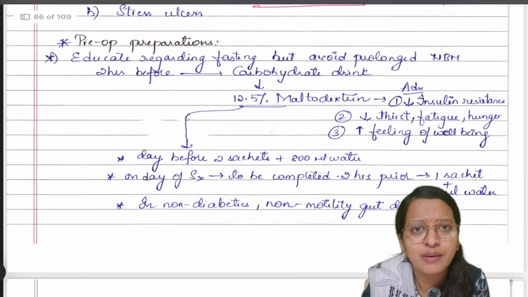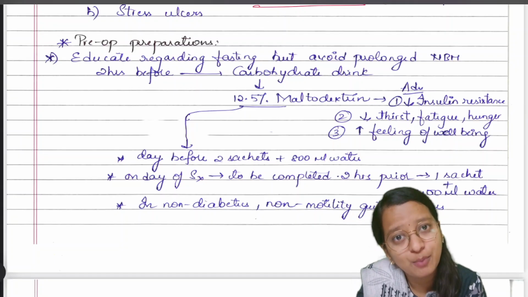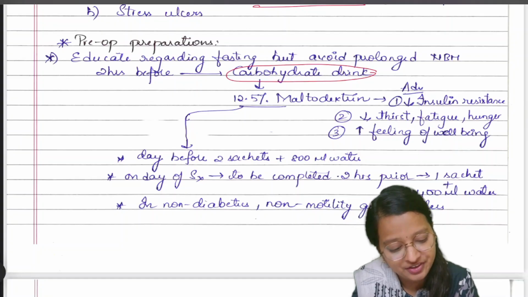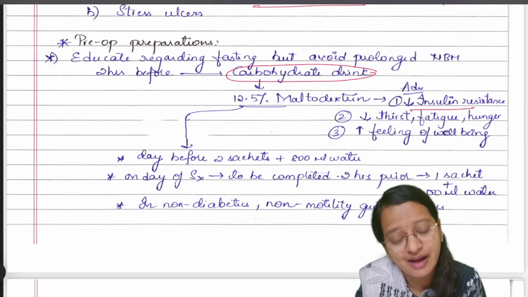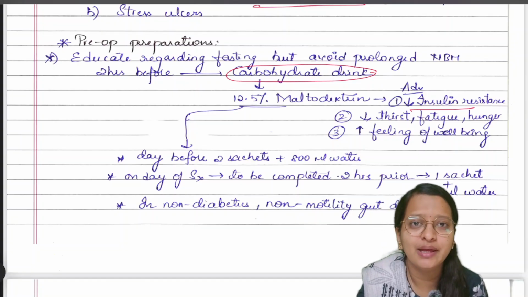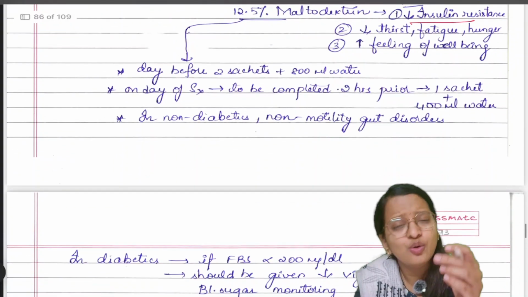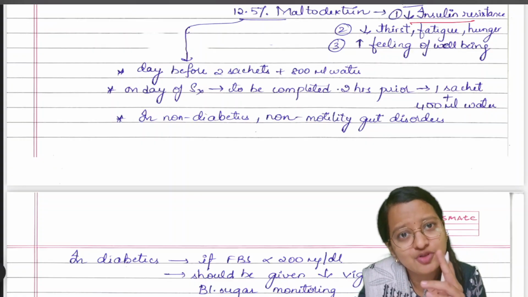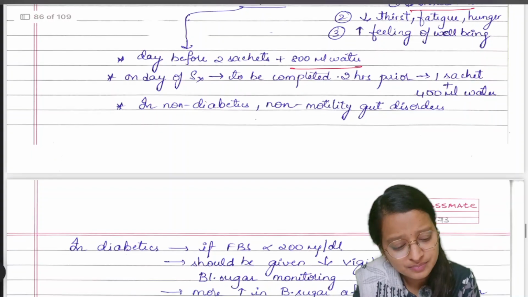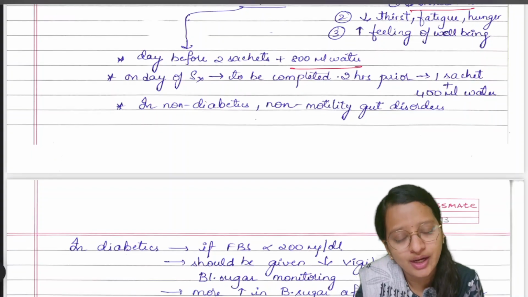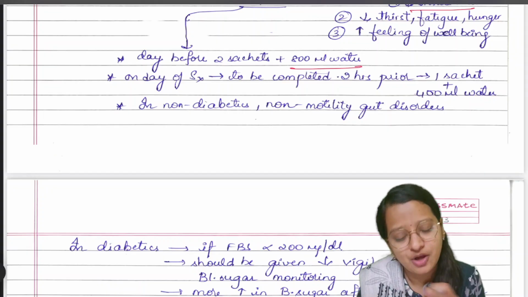So for this patient's preparation, you can avoid prolonged NBM and give 12.5% maltodextrin carbohydrate drink because it decreases insulin resistance, it decreases thirst and fatigue and increases the feeling of well-being, so that in post-op recovery the patient will be satisfied. What we'll do, on the day before surgery, we'll give 2 sachets in 800 ml water, and 2 hours before surgery, we'll give 1 sachet in 400 ml. We should be cautious that it has to be completed 2 hours prior to surgery.